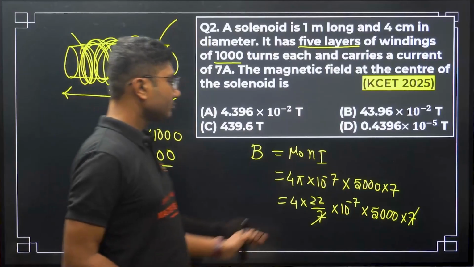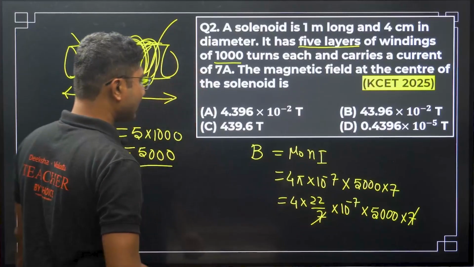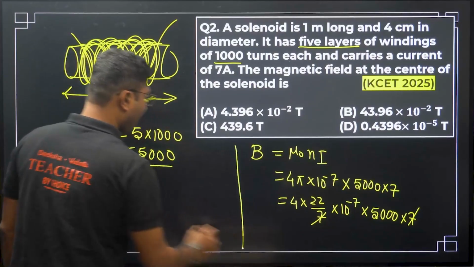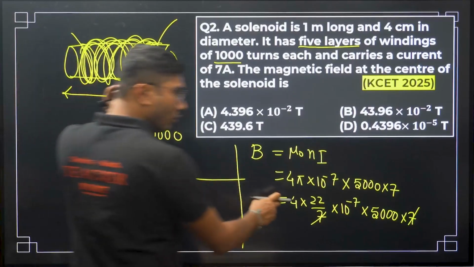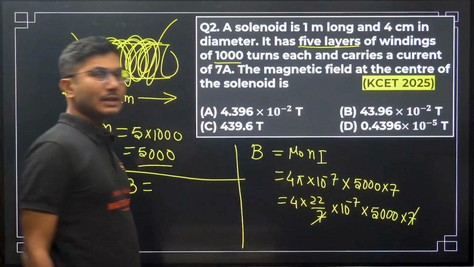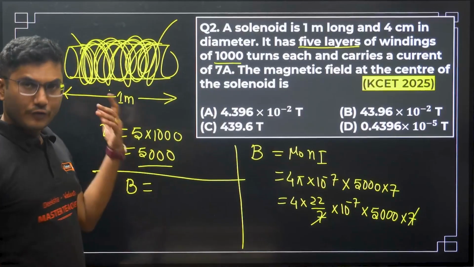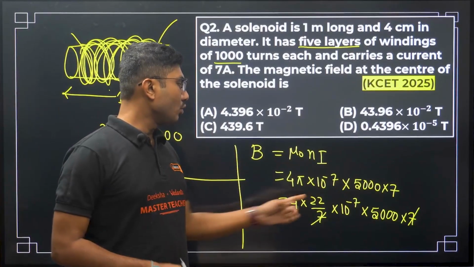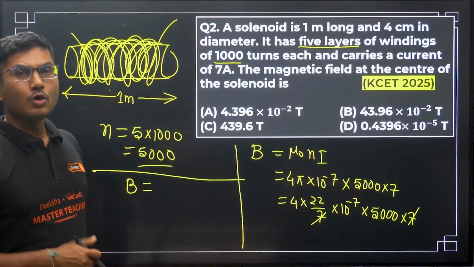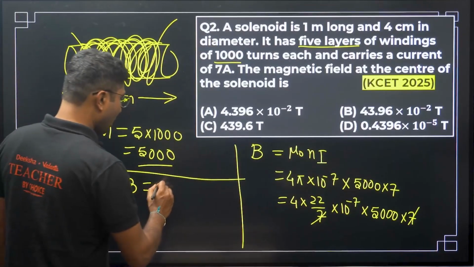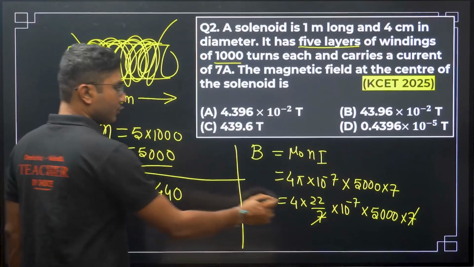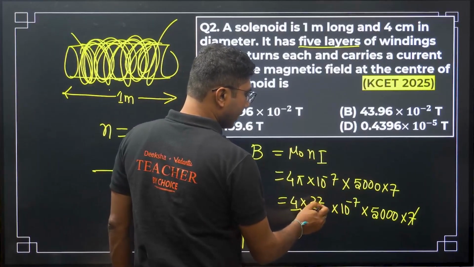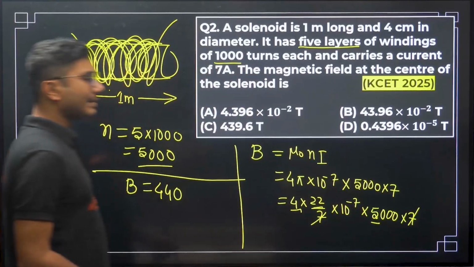Okay, now let's multiply and check the value. So b will be 4 into 5. 4 into 5 means 20. 20 into 22 will be 440, sorry, 440. So 4, 22 and 5, we multiplied these numbers.